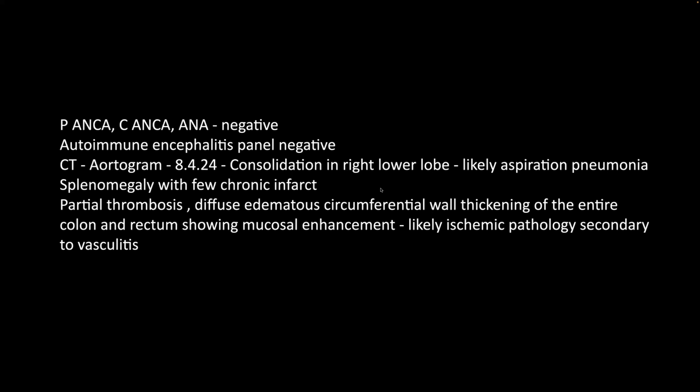Nothing on the aortogram, but there were changes of pneumonia, splenomegaly with an infarct, and thrombosis and ischemic wall changes of the rectum. Spleen size? I think the spleen size was not mentioned. And bone marrow? They have not done a bone marrow that I know of. We can just get that information.